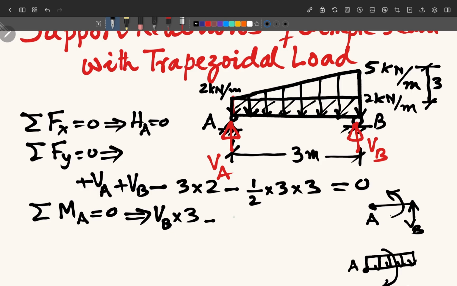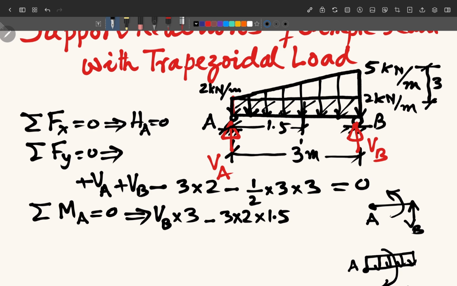So minus 3 into 2 into, and where is the centroid? To take the moment, we always take the position of the centroid. So distance of the centroid from point A, which is 1.5 meter. So we multiply by 1.5.